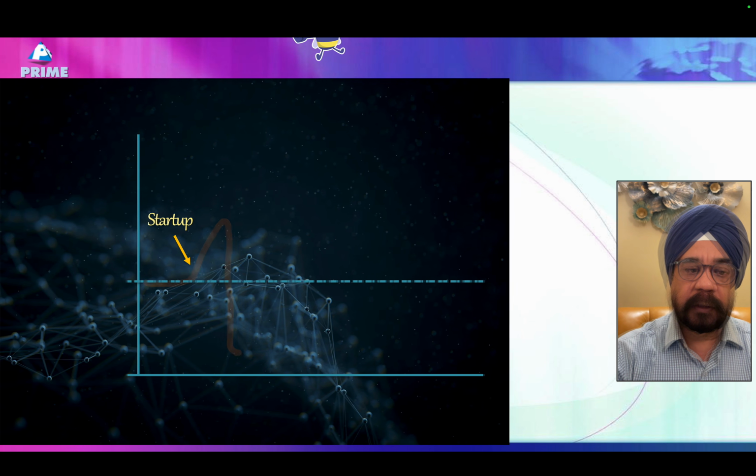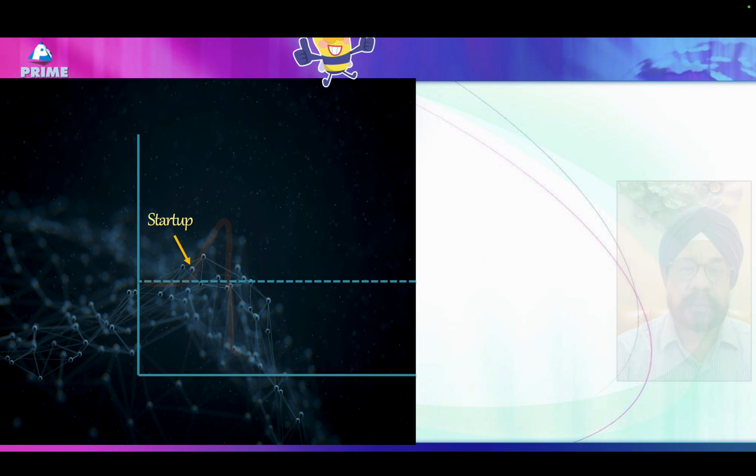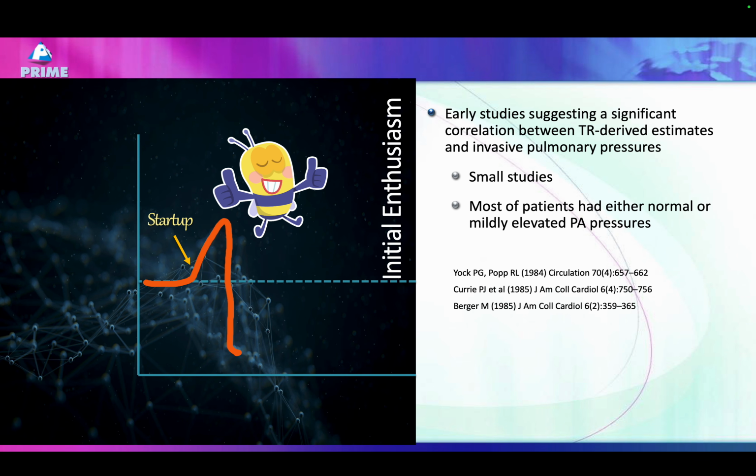Let me take you step by step here. The problems are with the startup. The initial enthusiasm came from a couple of studies which were done on patients with normal PA pressure or mildly elevated PA pressure. They did not take patients with congenital heart disease, valvular heart disease, severe tricuspid regurgitation, and severe pulmonary artery pressure elevation. So that was a very major limitation in clinical practice. We are not going to measure PA pressure in a normal individual. We want to know it in a patient where the PA pressure is very high.